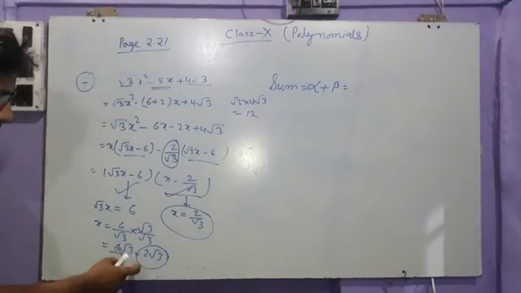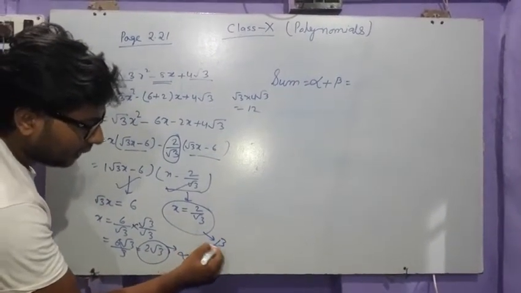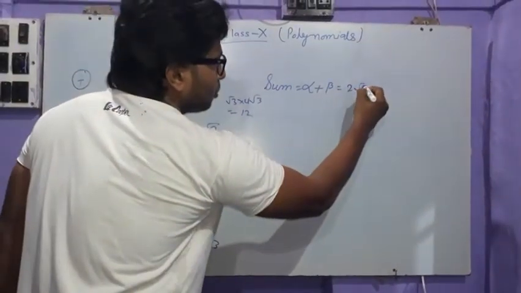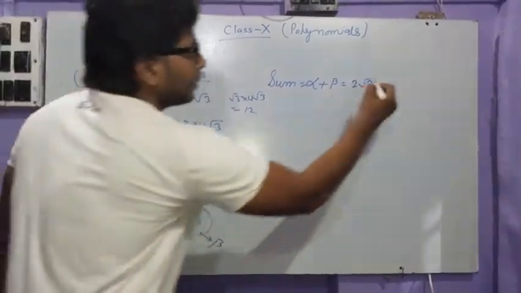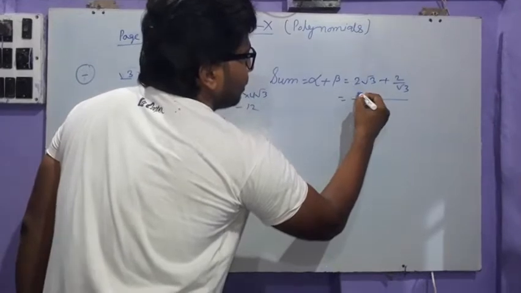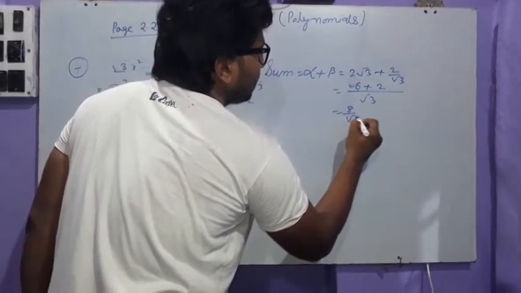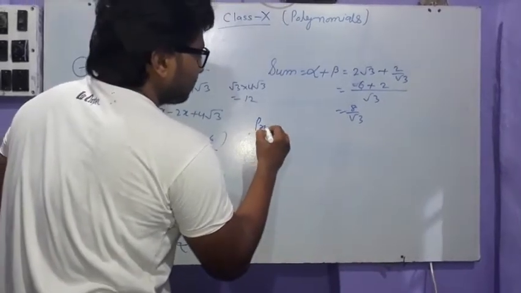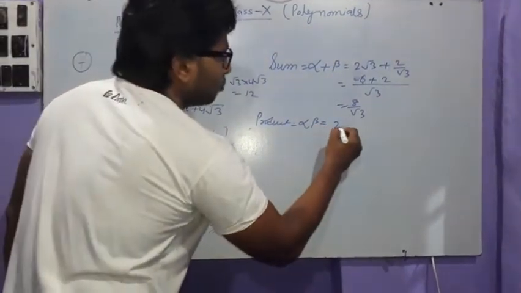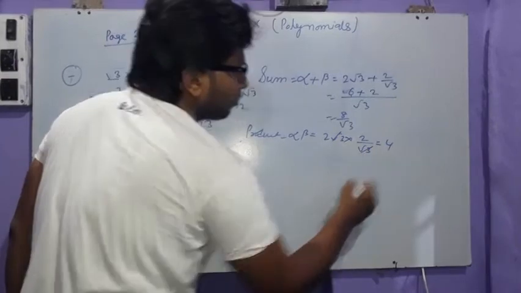So what is alpha? You can consider this alpha and this you can consider beta. So alpha is 2 root 3 and beta is 2 by root 3. So 2 root 3 plus 2 by root 3. You can take the LCM root 3 here, 6 plus 2, so 8 by root 3. And what is the product? Product is alpha into beta. So alpha is 2 root 3 and beta is 2 by root 3. Root 3 cancels out. This is equal to 4.